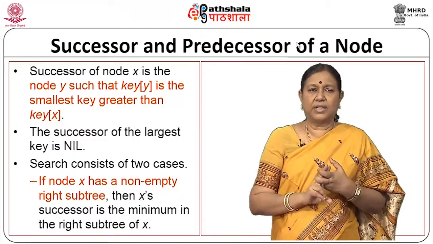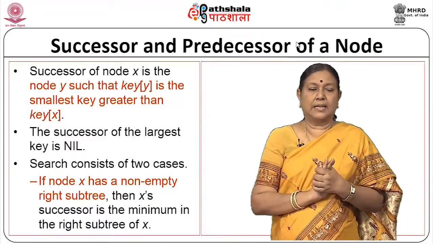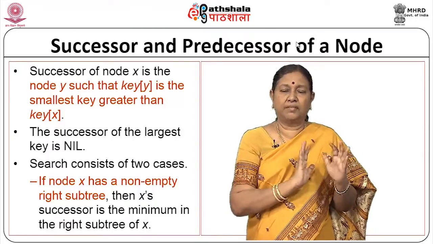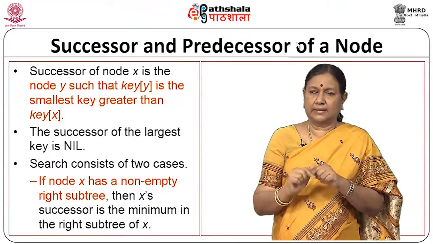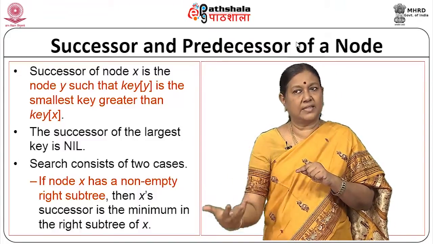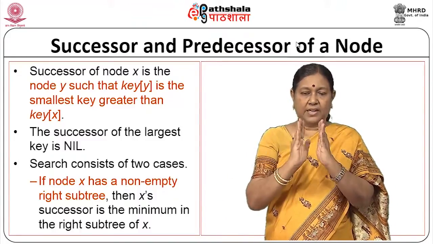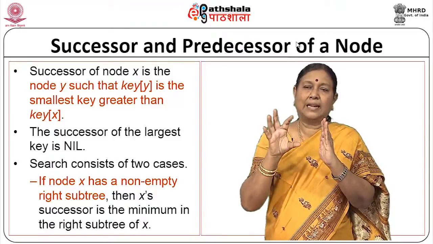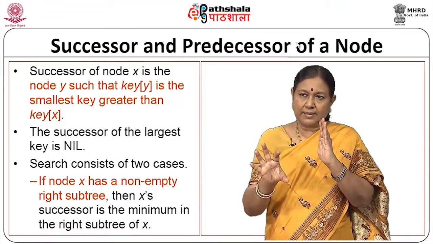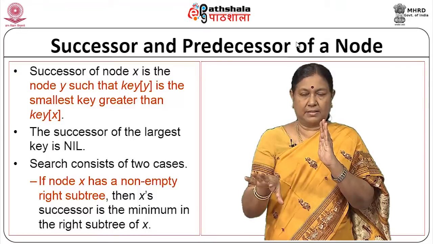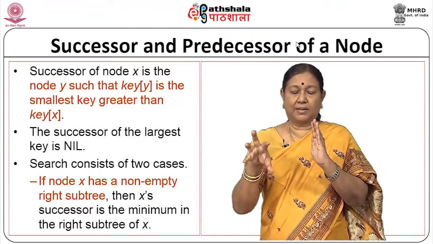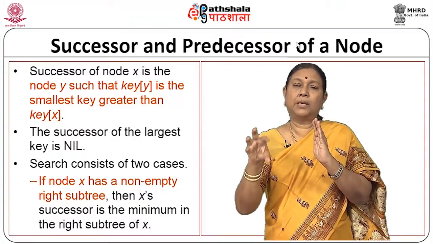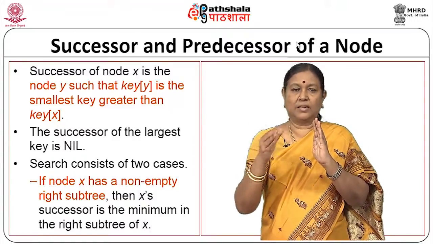Search consists of two cases. In the successor case, if the node x has a non-empty right subtree, then x's successor is the minimum of the right subtree of x. Suppose I have x, it can have two cases: a non-empty right subtree or an empty right subtree. If it has a non-empty right subtree, then you go to the right subtree of x and find the minimum node there. That is what we are trying to say.